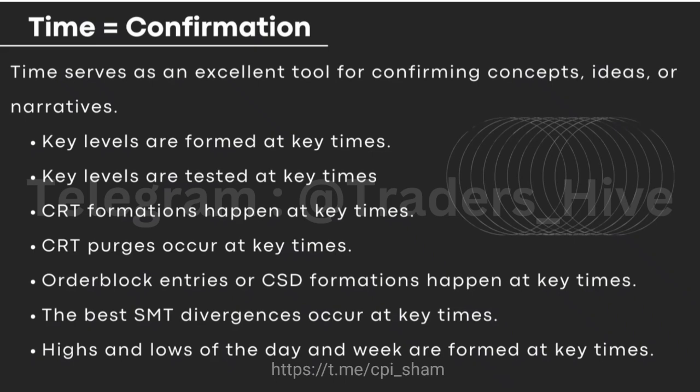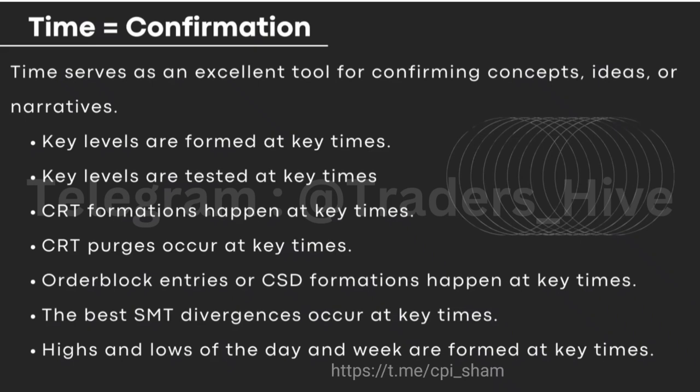Similarly, key levels are tested at key times, right? Just like they're formed at key times, they're also tested at key times. I showed you the example earlier about how this works and why it matters. And just like key levels, CRT formation and both purges occur at key times as well, right? Now we know that CRT are formed on every time frame and at all times, right? Now to choose only the correct ones, you have to use time to filter out the lower probability CRT, and you'll end up with the high quality ones only.